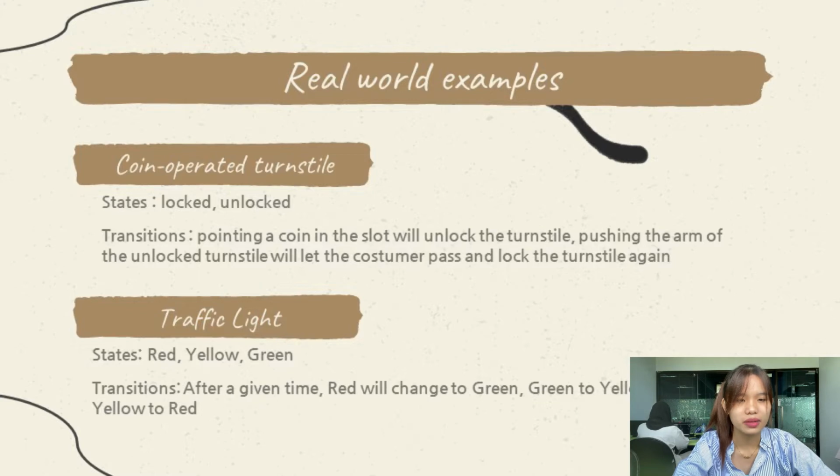The second is a traffic light. The states are red, yellow, and green. The transition is, after a given time, red will change to green, green to yellow, and yellow to red.